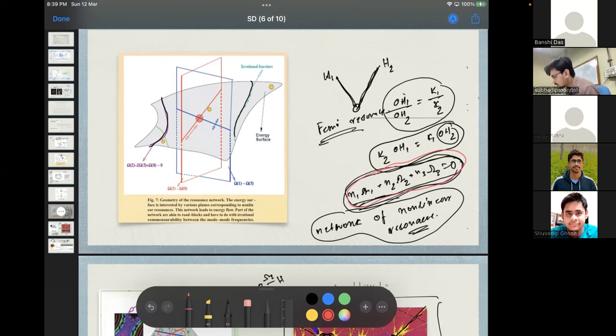Yes. The 3-mode condition says n1 omega 1 equals minus n2 omega 2 minus n3 omega 3. So the ratio of minus n3, minus n2 by n1 is positive, which means one should be negative. Otherwise, this negative frequency will not work. To match this condition, one should be negative. Yes, that is for confirmation.